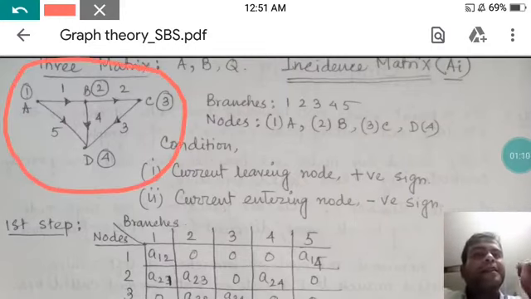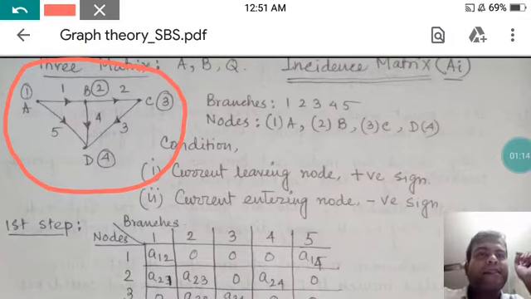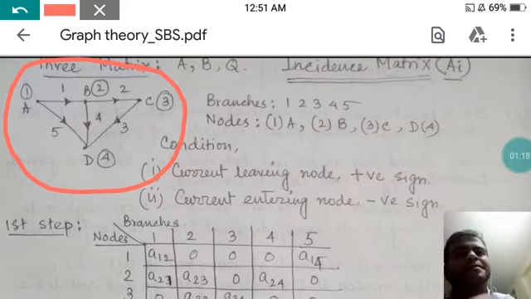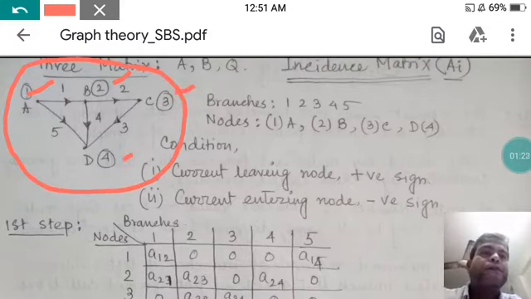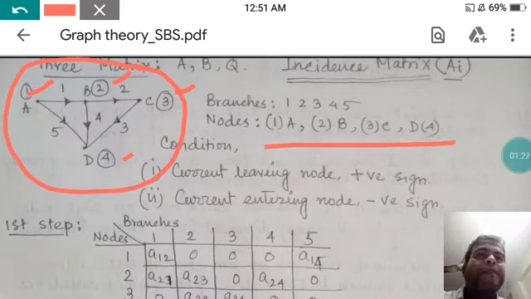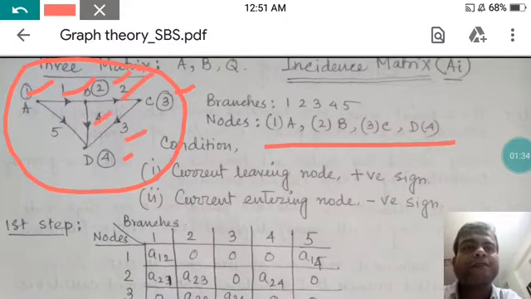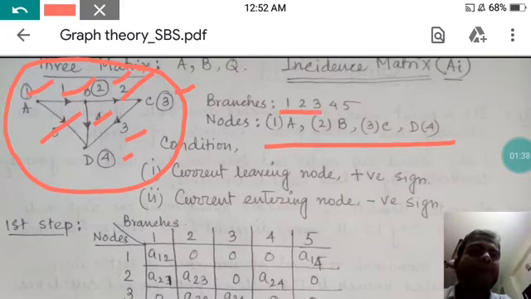In this particular graph, how many nodes are there? Yes, that is A, B, C, D. I just marked them with circles 1, 2, 3 and 4. So 4 nodes are there. Now how many branches? The nodes are connected with the branches. First branch, second branch, third branch, fourth branch and fifth branch. So 5 branches are there, and I have noted this also.